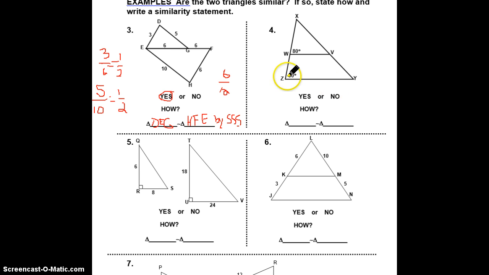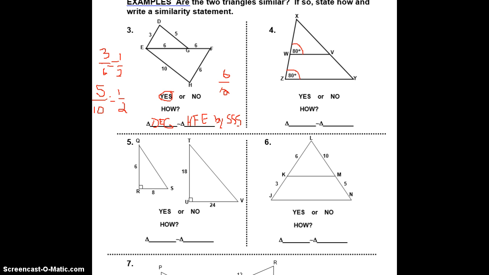Okay, let's take a look at number 4 over here. This time I have absolutely no sides, so immediately I know if they're similar, the only way I can prove it would be by angle, angle. And so the first thing we notice is, hey, look there, we've got 80 degrees and 80 degrees. So it's got one pair that's congruent.